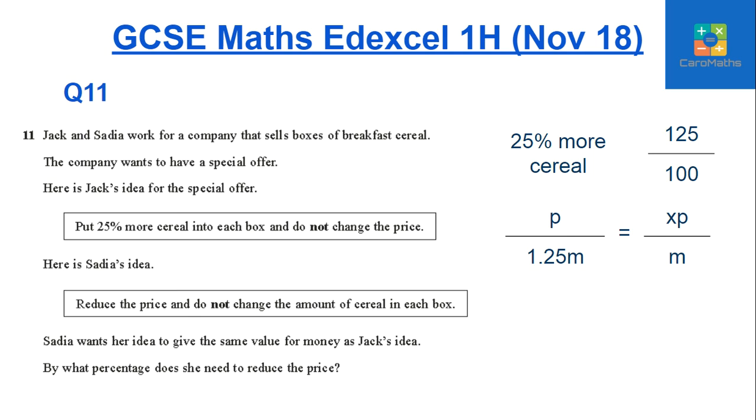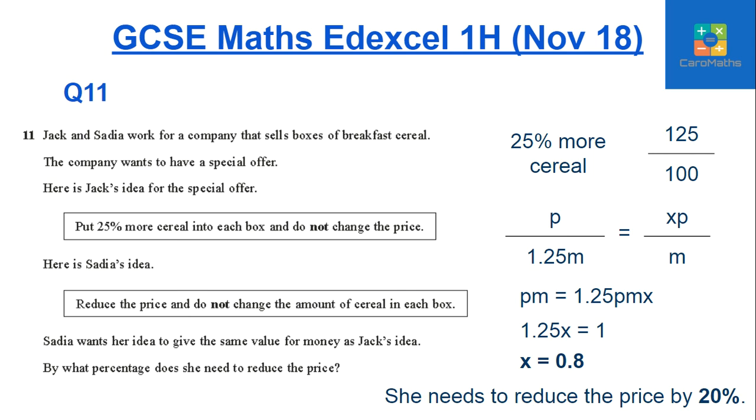And we can rearrange that to get Pm equals 1.25 times Pmx, and we can divide by Pm on both sides to give us 1.25x equals 1, and if we divide by 1.25 on both sides, we get x equals 0.8. But that's not the final answer, because remember, it asks by what percentage Sadia needs to reduce the price. So she needs to reduce the price by 20%. The examiner's report commented that many people didn't actually understand the question and what to do with it.